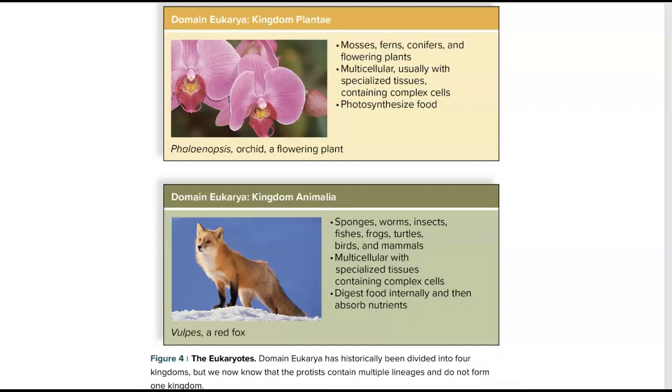Think about the spectrum of animals we started talking about. Jellyfish, insects, frogs, turtles. We've got the birds and the bats flying around at night here. We are multicellular. We do not have a cell wall. We eat things, and we digest our food internally. That's what generally makes an animal an animal.